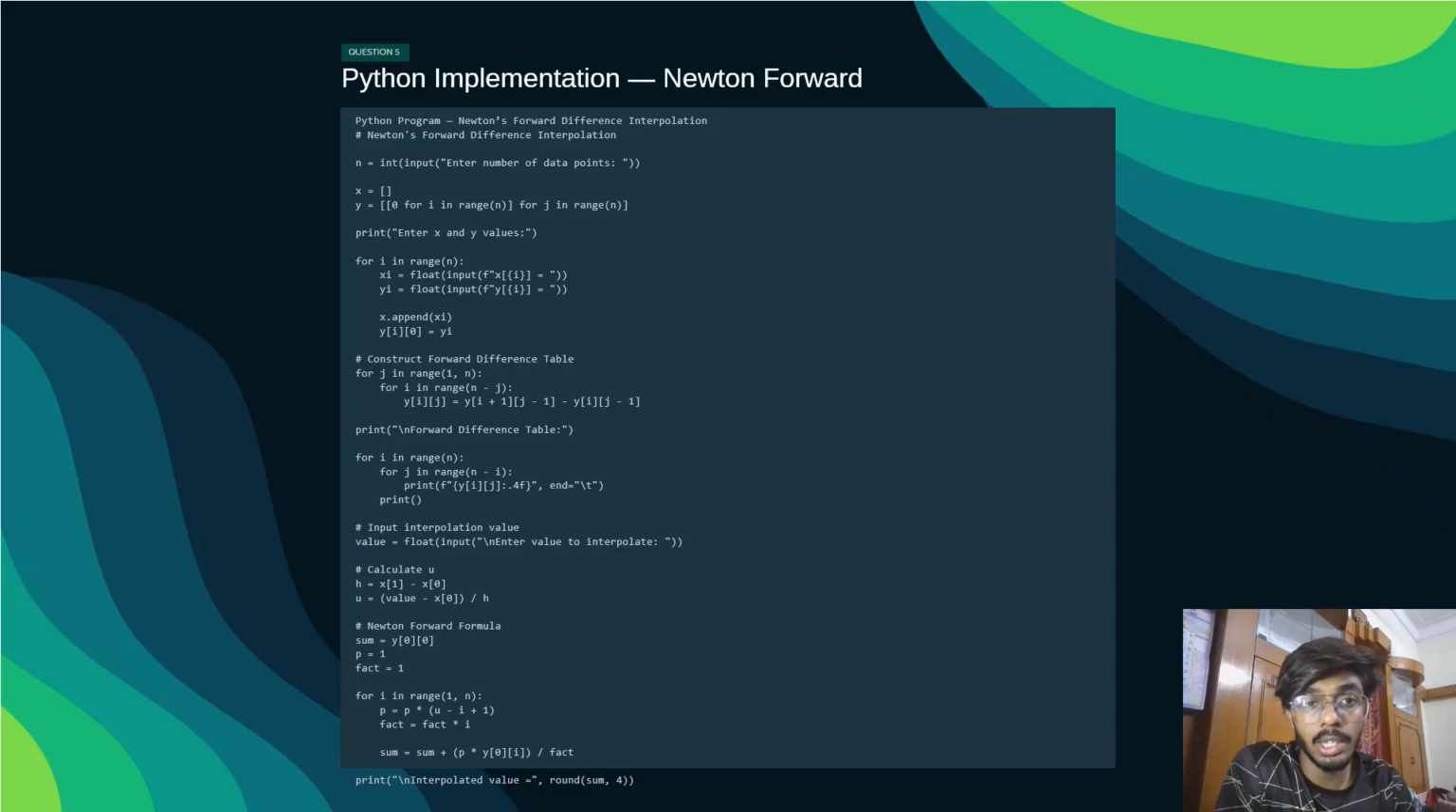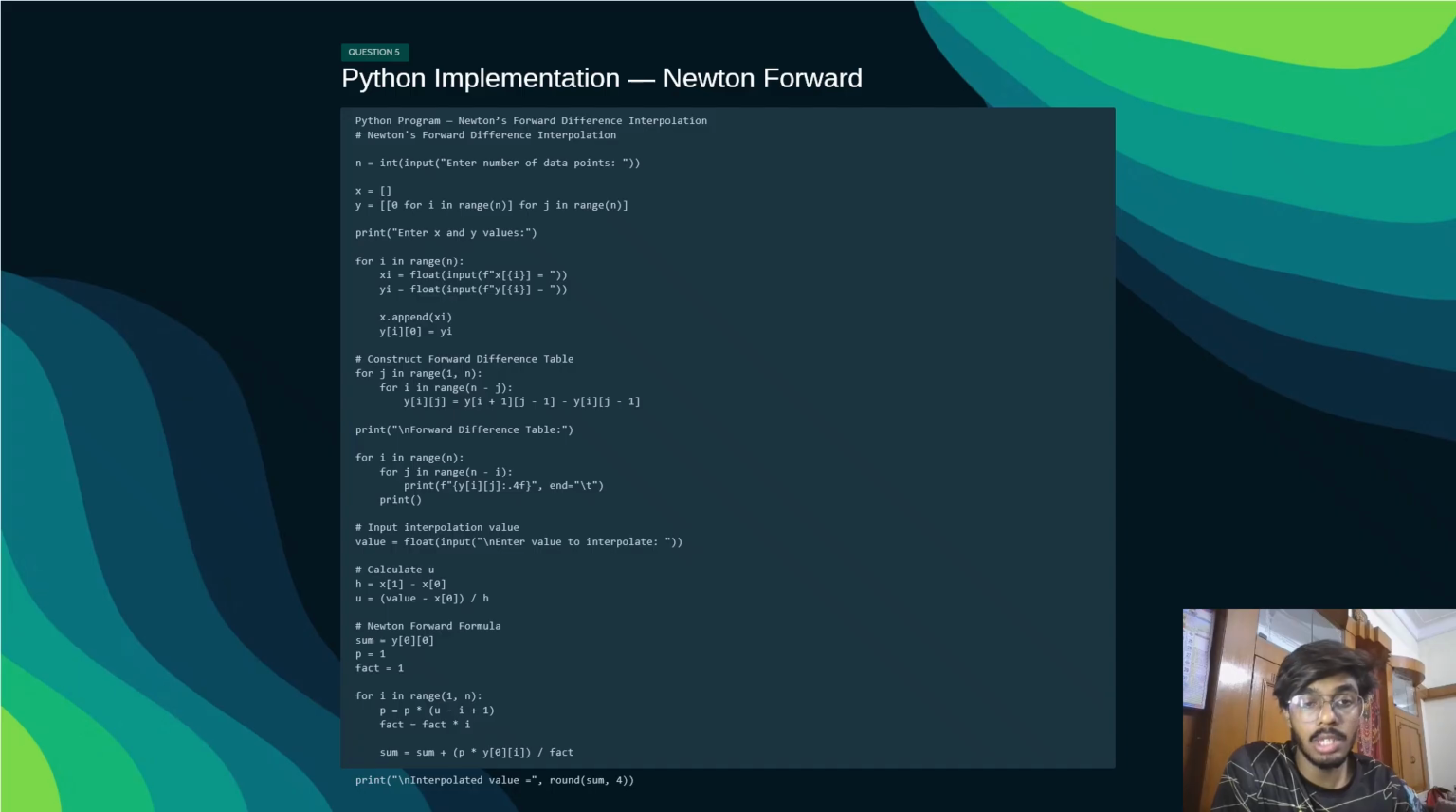what we are performing is taking n as an input from the user, the data points. We are initializing an x matrix and a y matrix from the range 0 to I, for j in range of n, the given input by the user. We will enter the values x and y for the evaluation. Then we consider a for loop from I to the range n, converting to floating point and appending to the xi position. Now we construct a forward reference table in this.